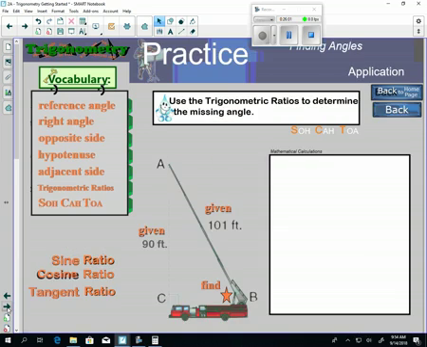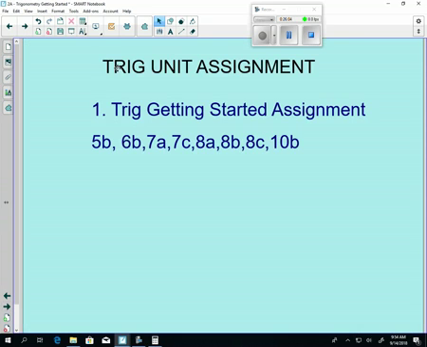Okay, we're just going to go to your unit assignment here. I'm going to give you the handout to the people here at the TC. They can get it on their pickup box as well. People at home, you will go to your teacher pages website at BHS, the Transition Center, and you will see the assignment 1, Trig getting started. I want you to complete just these questions here, 5B, 6B, 7A, and so on, 10B. Complete them and hand them in by Monday, 3 o'clock.